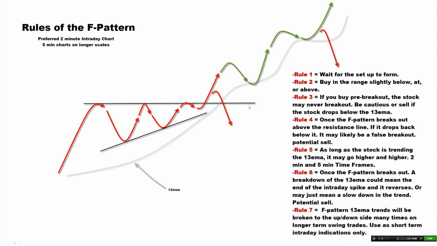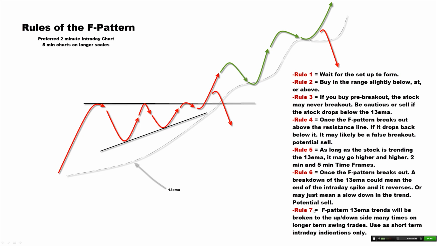New rule number 6: once the F pattern breaks out, a breakdown of the 13 EMA, basically what I said before, I'm just reiterating, is definitely a potential sign of an intraday reversal, at least short-term wise, when you're swing trading.